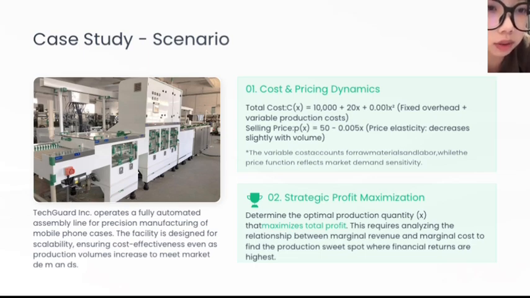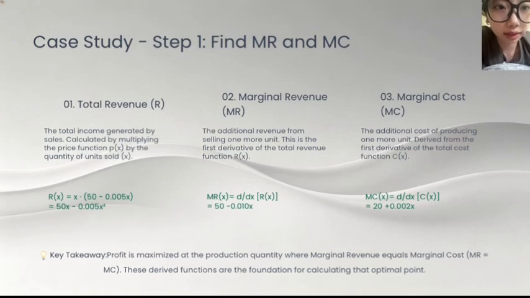Second, our goal is to find the best production number to get the biggest profits. We use marginal revenue and marginal cost to find this number. This slide is step 1 of the case study. We need to work out MR and MC first. There are 3 parts here.